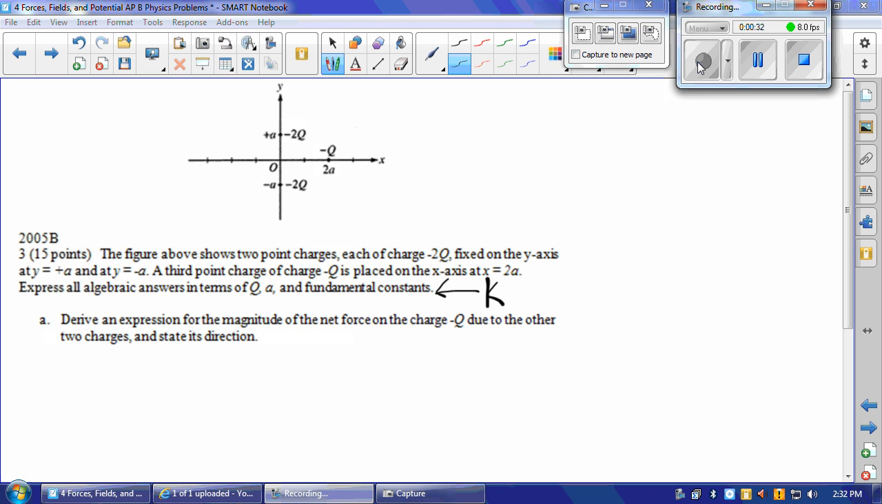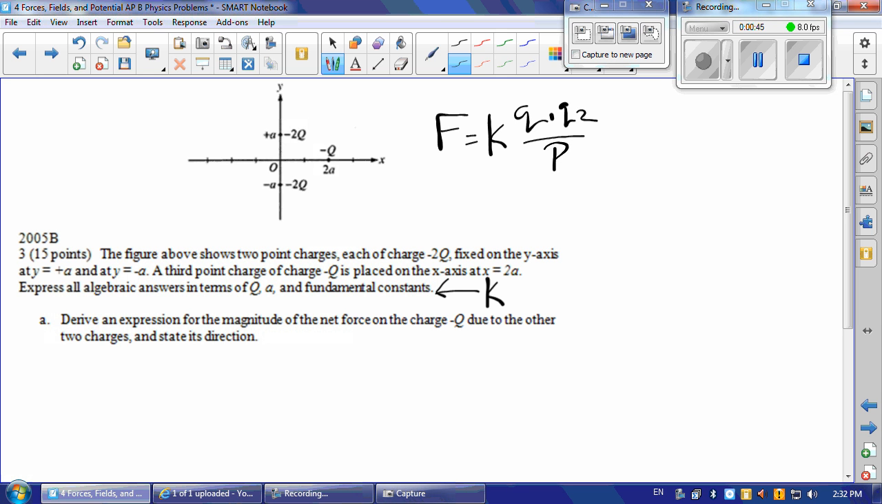So it says derive an expression for the magnitude of the net force on the charge minus q due to the other two charges and state its direction. Well, first thing you need to remember is that force is k q1 q2 over the distance between the two q's squared. So the first part is fairly simple. Let's just worry about the force between these two right now. I know that it's k, and then I've got 2q times q over the distance between them squared.